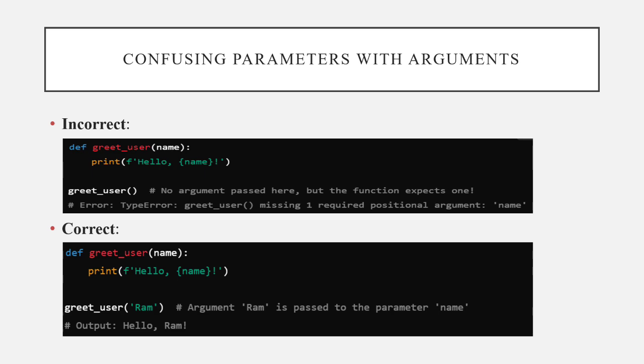The function greet_user has a parameter name, which is a placeholder for the value passed when calling the function, the argument. If you forget to pass an argument, Python will raise an error because the function expects one. So here is a corrected example.